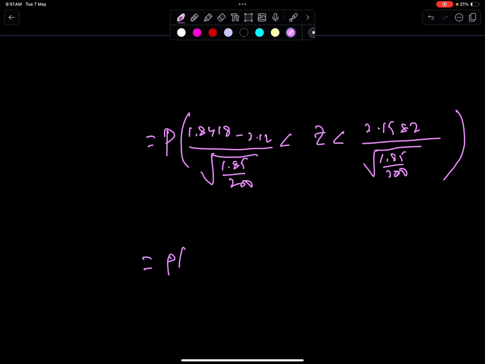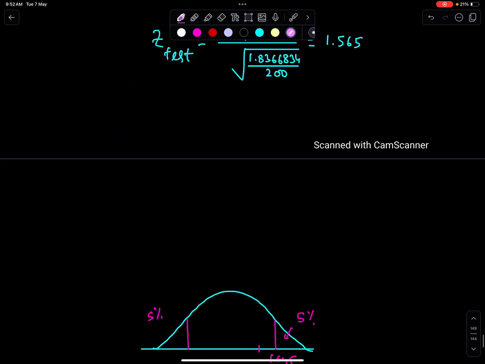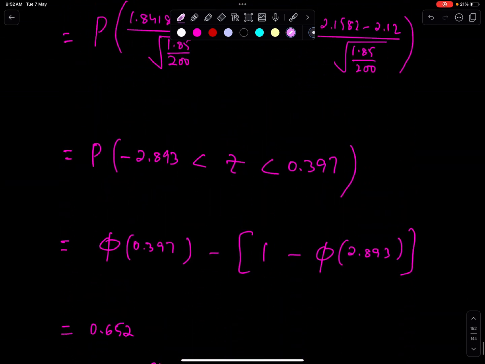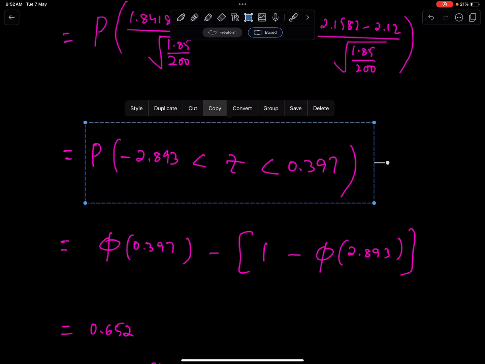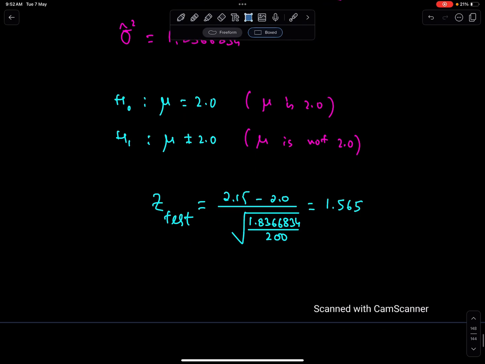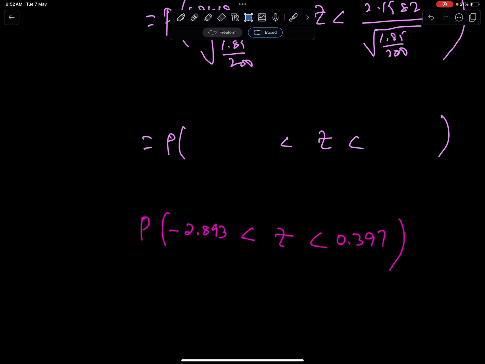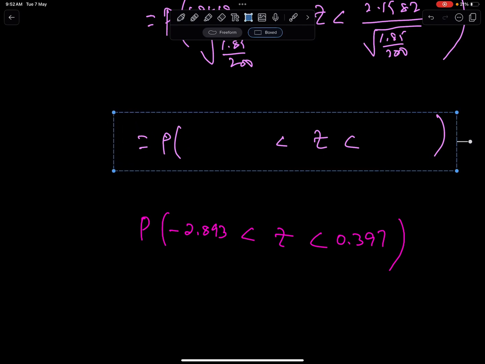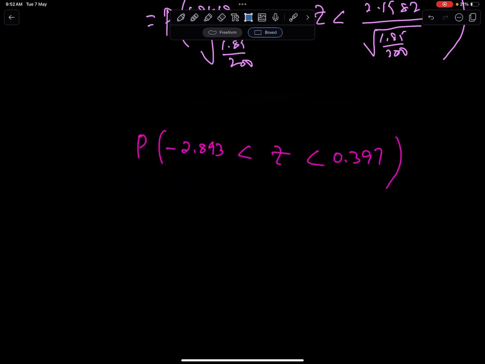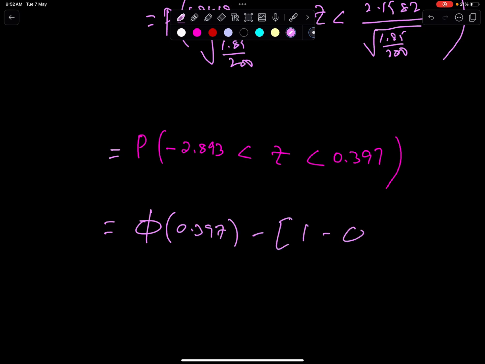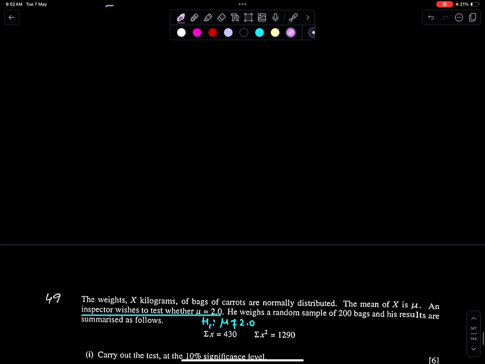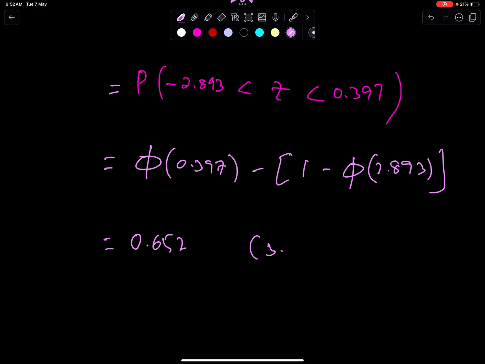You all know how to calculate this. You have done this in normal distribution. For formality, I'm writing the answers. So this is minus 2.893 and 0.397. Positive number becomes 0.6 5.397, and negative is always 1 minus that. Now use the normal distribution table and get the values of these two. And the answer is 0.652. This is what we had to show, up to 3 significant figures.